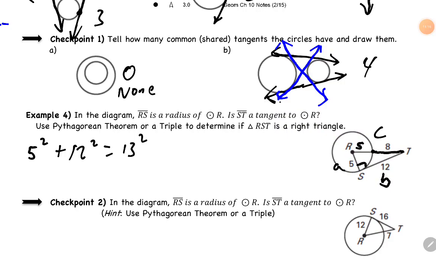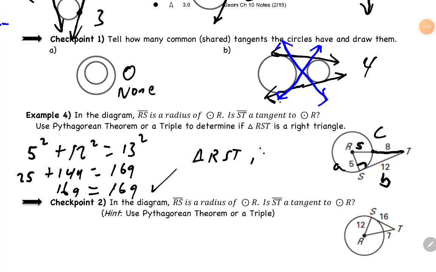So if this works, that means RST is a right triangle. If this doesn't work, then it's not. So is 25 plus 144 equal to 169? I guess it is. Triangle RST is a right triangle.